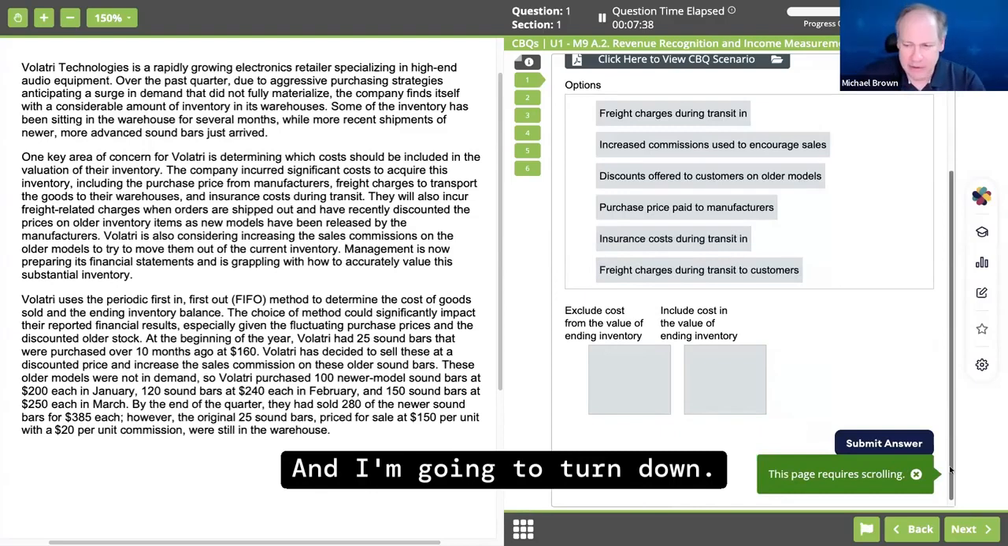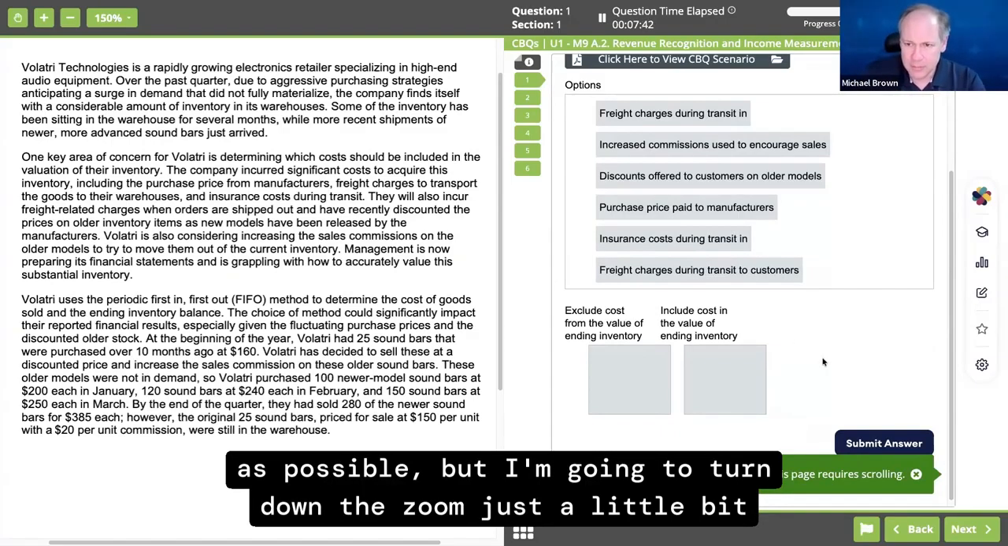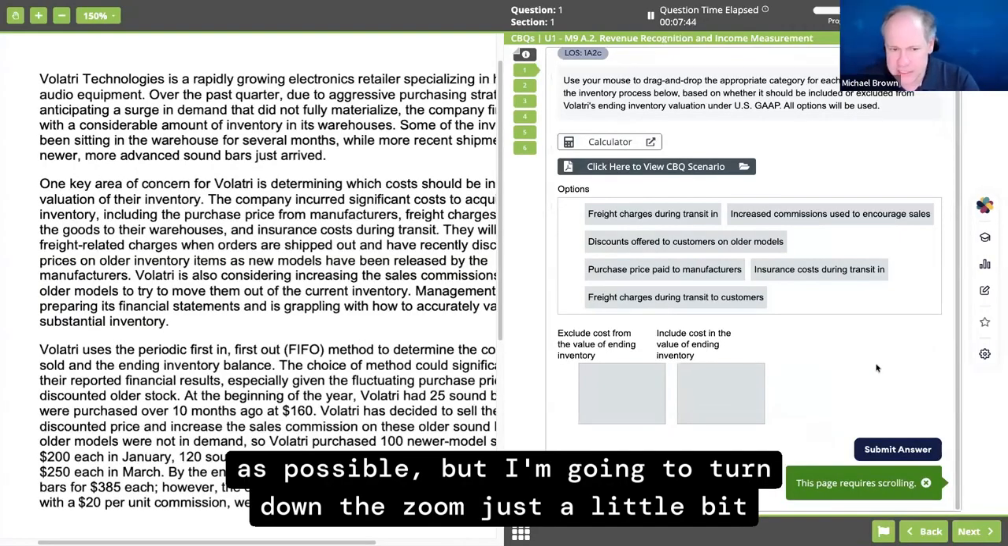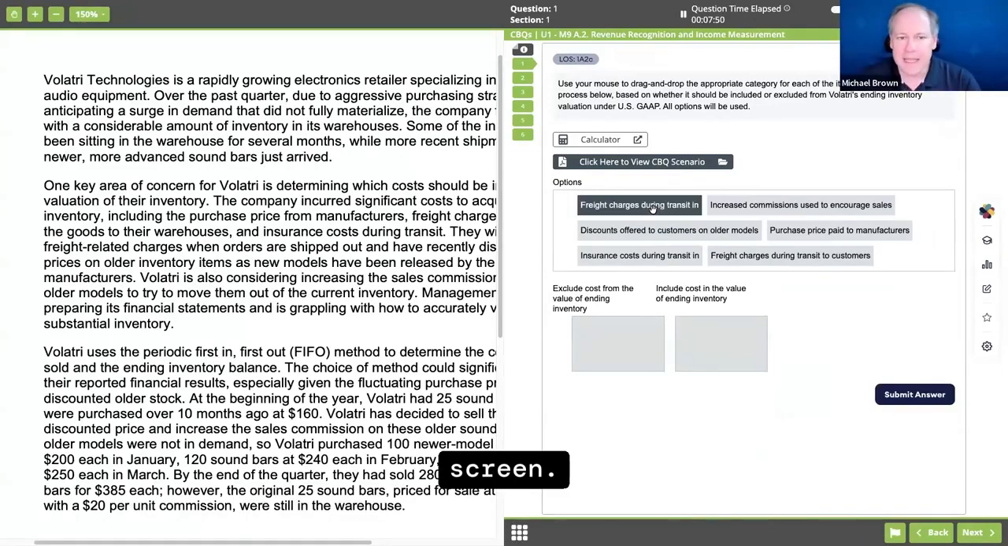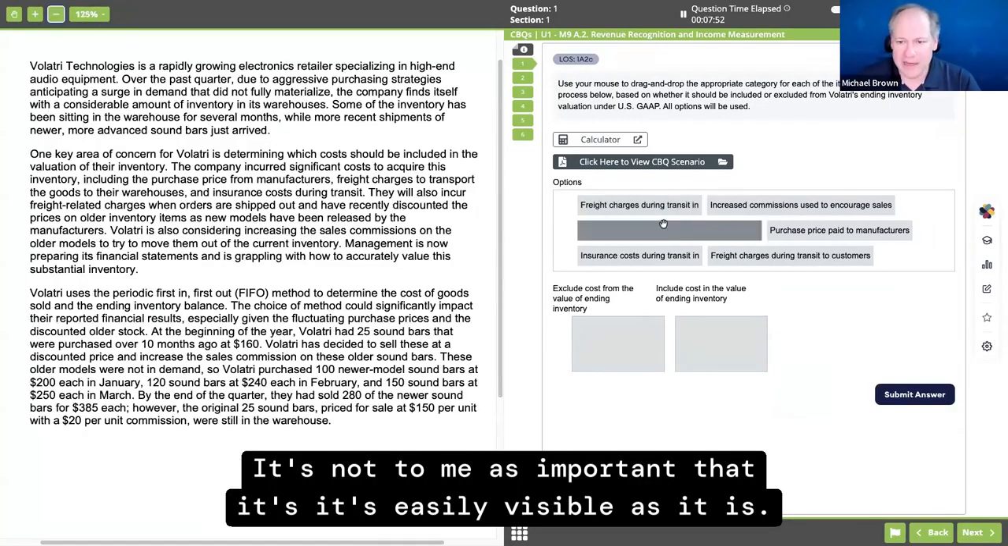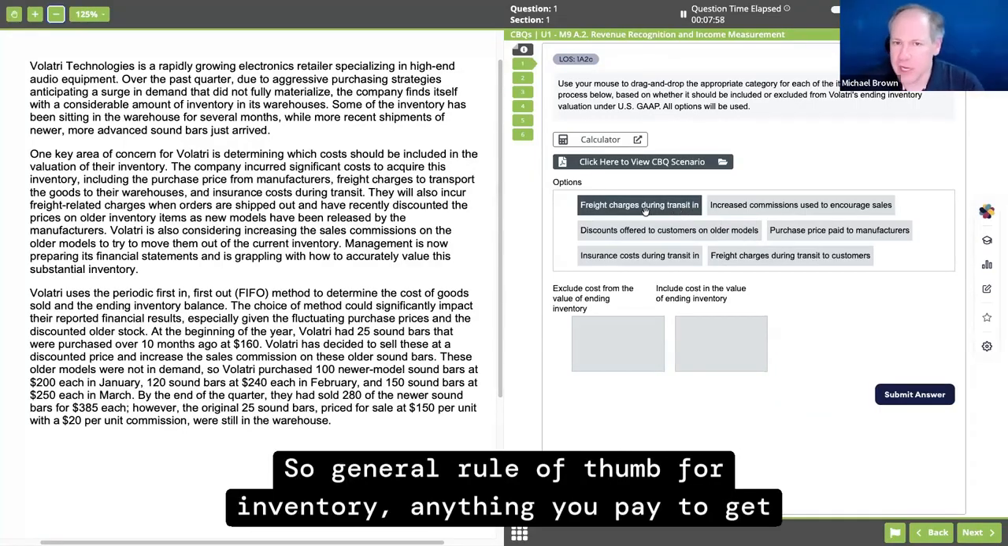And I know I wanted to make sure that you could all see this as clearly as possible, but I'm going to turn down the zoom just a little bit here because I want it to look as close as it would look on the screen. It's not as important to me that it's easily visible as it is that you see the mechanism. So, general rule of thumb for inventory.